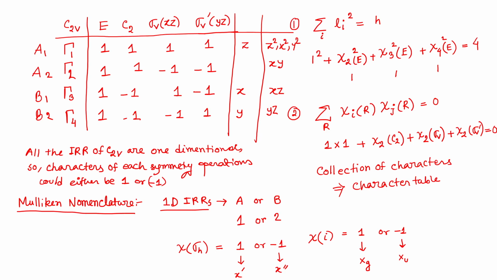Now the next part will come, it will be A1 or A2. This 1 and 2 depends on the symmetric nature of the character of the next symmetry operation, like here it is sigma v xz. As you can see, the first irreducible representation, which is a totally symmetric one, is symmetric with respect to sigma v. That is why this is called A1, and the second irreducible representation is not symmetric with respect to sigma v, that's why it is A2.